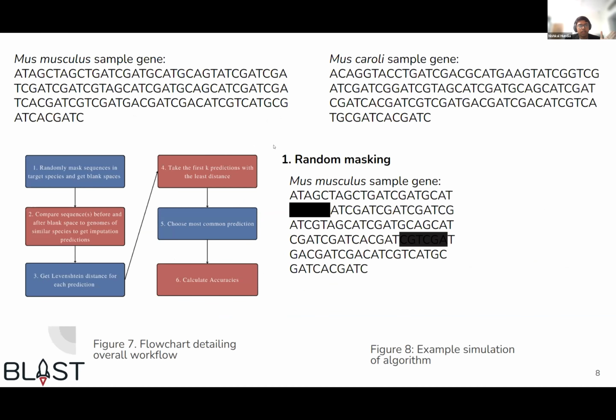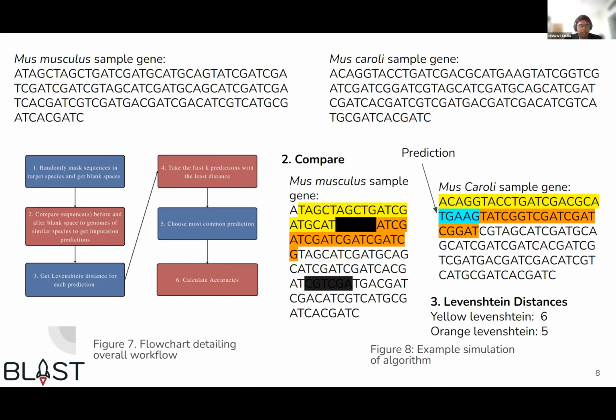I have a Mus musculus sample gene and a Mus caroli sample gene. We'll start by randomly masking sequences of lengths varying between 3 to 8 in the Mus musculus sample gene. As we can see here, we've masked 2 different sequences of lengths 5 and 6. We'll first start by imputing the value for the first blank length. So the next step is to compare the sequences before and after the blank space.